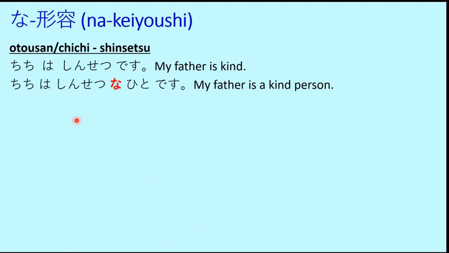Few more examples. Chichi wa shinsetsu desu. Chichi means my father. My father is kind. And if we want to use na in this example, then we can say shinsetsu na hito. Chichi wa shinsetsu na hito desu. My father is a kind person. So we cannot say chichi wa shinsetsu hito desu. It will be shinsetsu na hito desu.